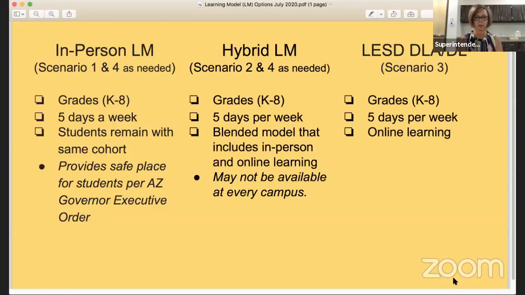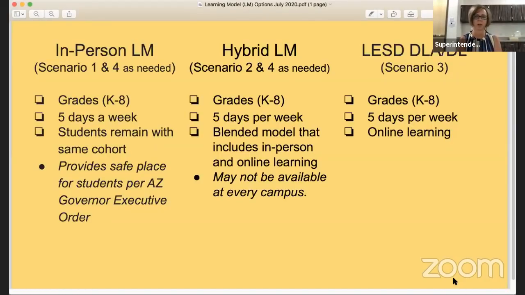We have our hybrid learning model. That's scenario 2 out of the roadmap. It has that blended learning model where it's in person and online. And we are still going through all of the staffing and all of those pieces, so this may not be available at every campus, but we're definitely going to try.